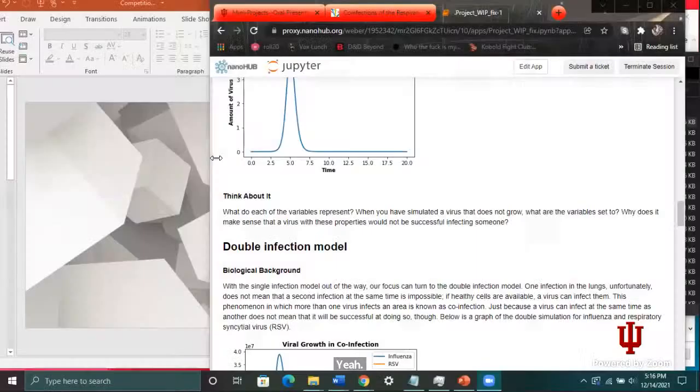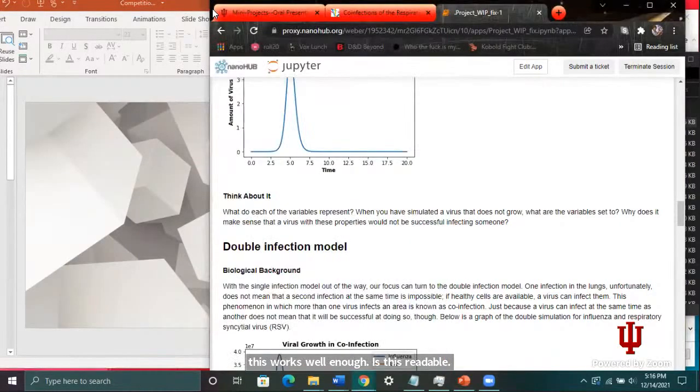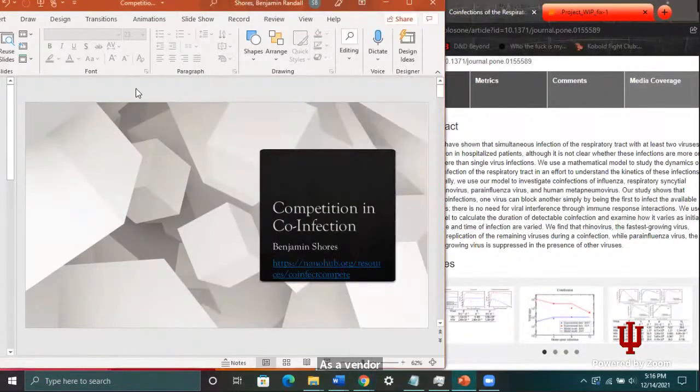Okay. Let's just... This works well enough. Is this readable as a way of seeing it? Does this look good? All right.